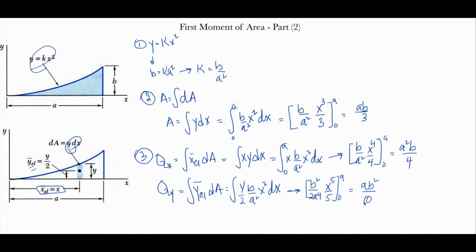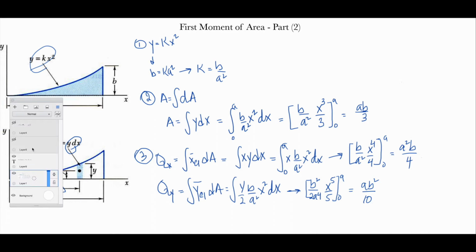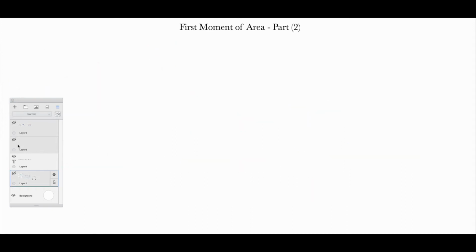Now we found the first moment of area, and we found the area for the whole curve. Now we need to move and find the centroid. Okay, finding the centroid, let's do it.